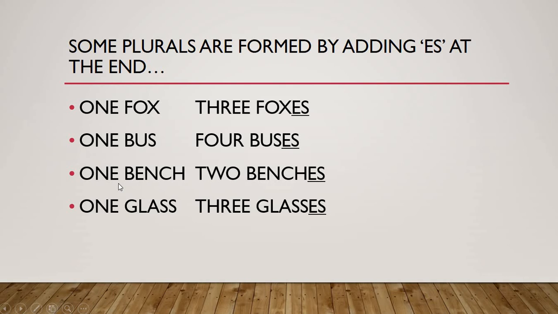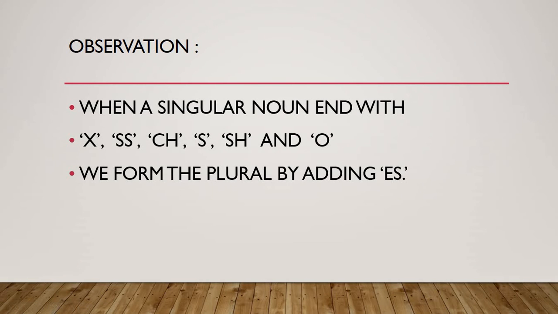And now the plural is not formed just by adding s. Here the plural is formed by adding es at the end of the same singular word. So observation: when a singular noun ends with x, double s, ch, s, sh and o, then we form the plural by adding es.